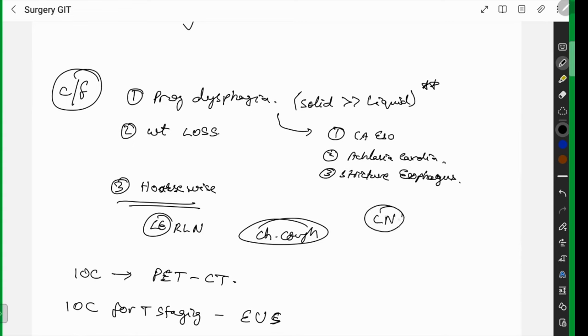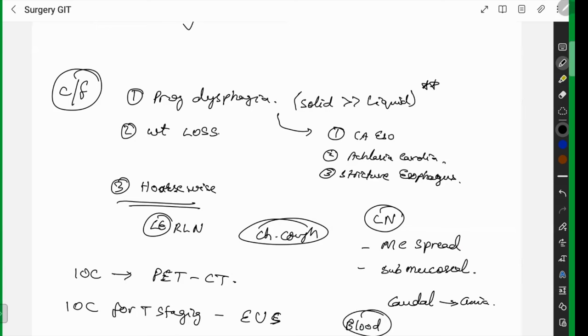Whenever I talk about lymph node metastasis, I will tell you very clearly. This is the most common spread. Lymph node metastasis is the most common spread, and it spreads submucosally, from caudal to cranial. Similarly, it can also spread through the blood, to the liver more than your lung.